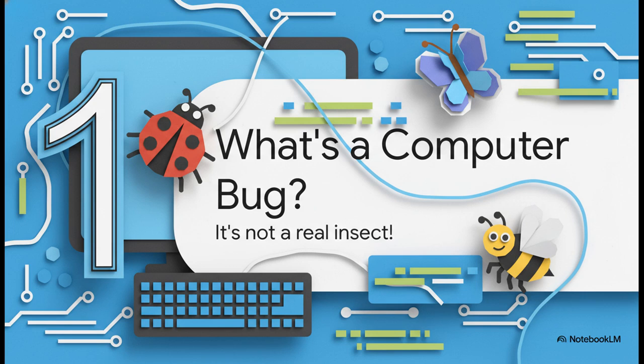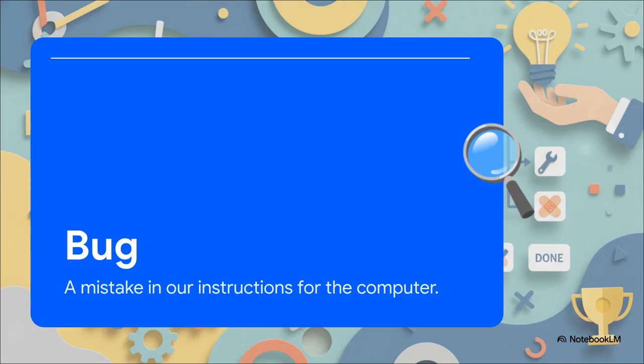And when a computer's instructions get mixed up, we have a special name for it. We call it a bug. And don't worry, it's not a real, icky insect hiding in there. So, what is a computer bug? It's really just a little mistake in the code. You know, an error in the instructions we give the computer. So whenever something wacky happens in a game or an app, it's probably because of one of these little mistakes.